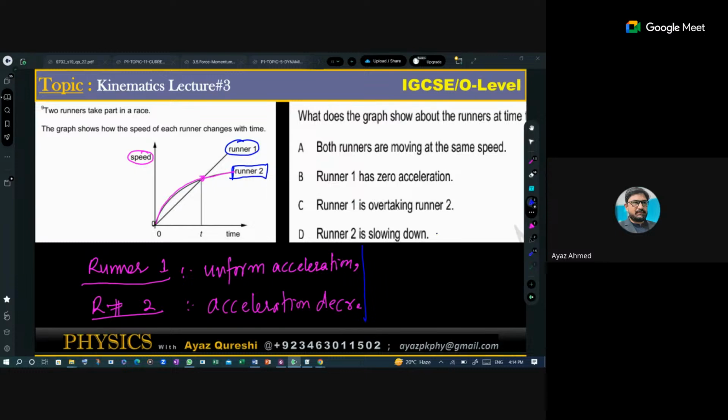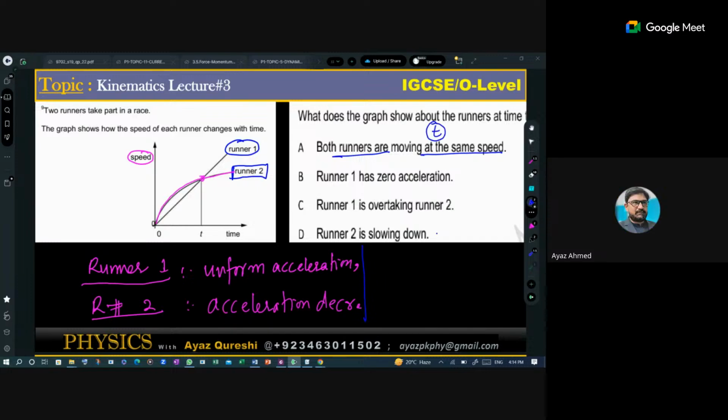Answer is A. Both runners are moving at the same speed. Okay, how did you know that? Because their speeds are intersecting. Yes, those lines are intersecting.